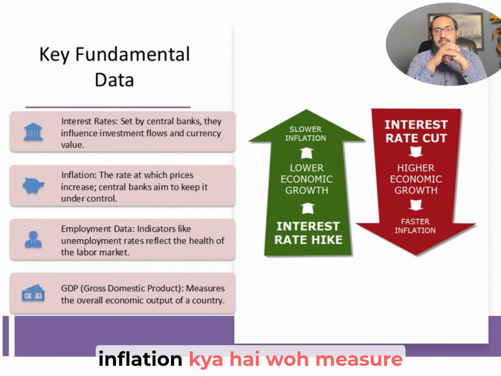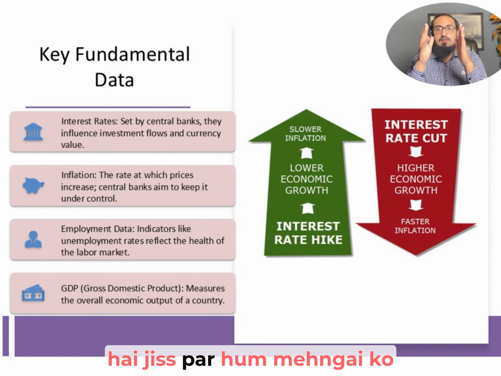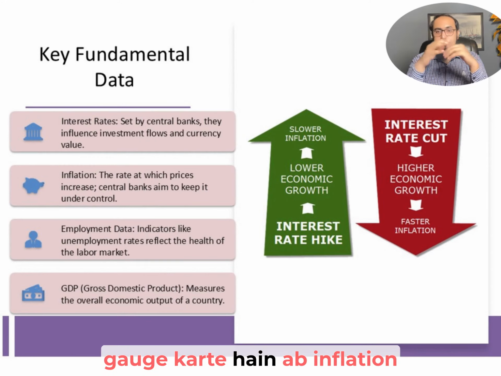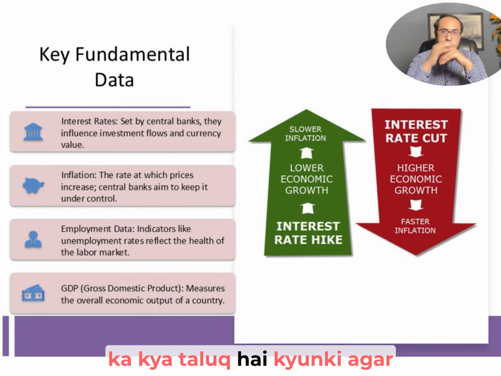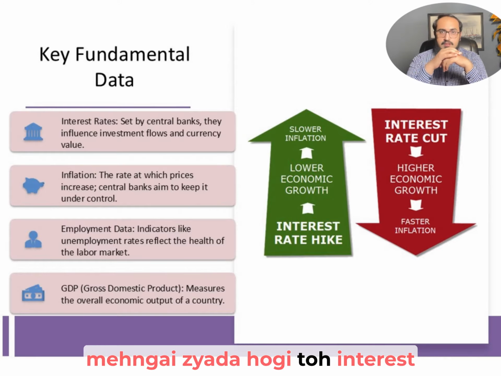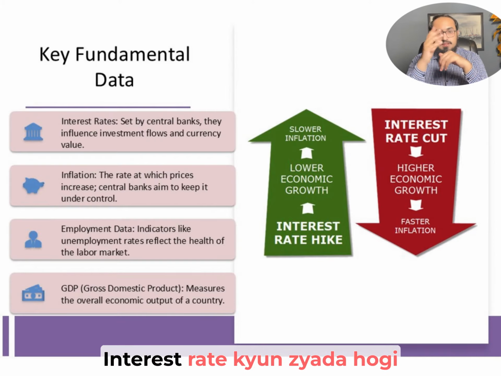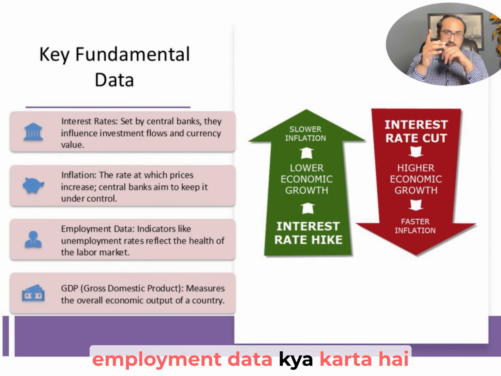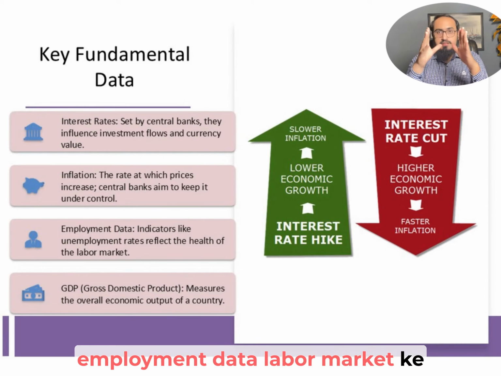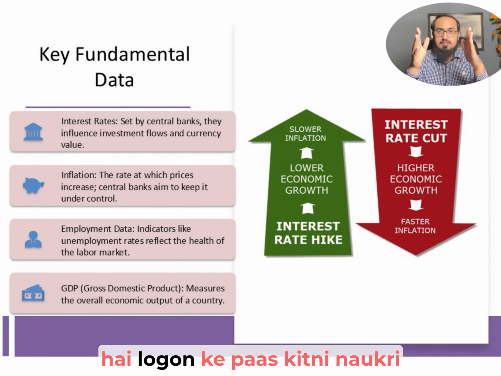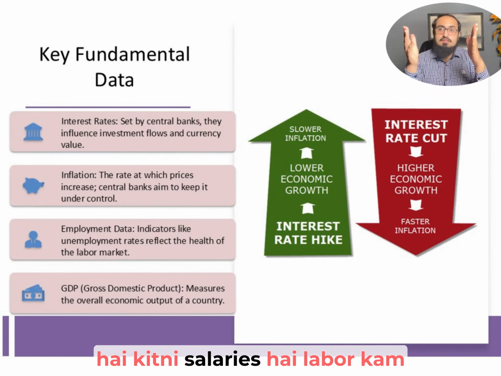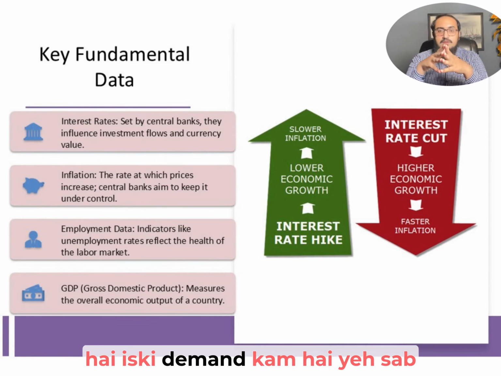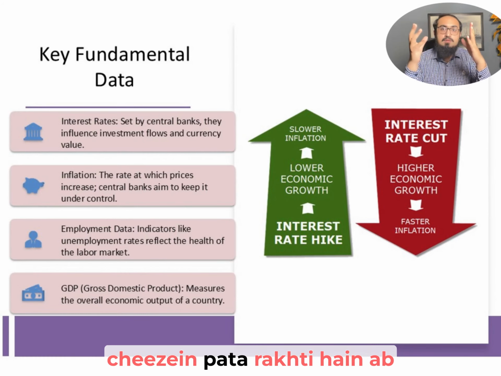We have inflation. What is inflation? It is the meter by which we measure or gauge price rise. Now, what is the relation of inflation? If inflation is high, the interest rate will be high. The interest rate will be high because employment will be high. What does employment data do? Employment data reflect the conditions of the labor market. It tells how many jobs people have, how much salary they have, whether labor is less and demand is more, or whether labor is more and demand is less. All these things are found out.